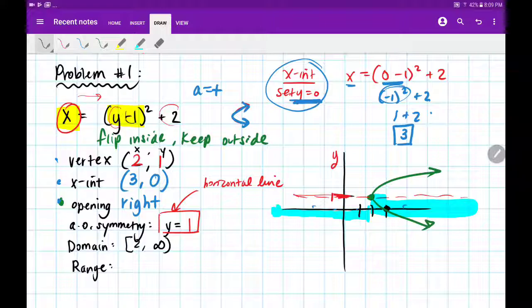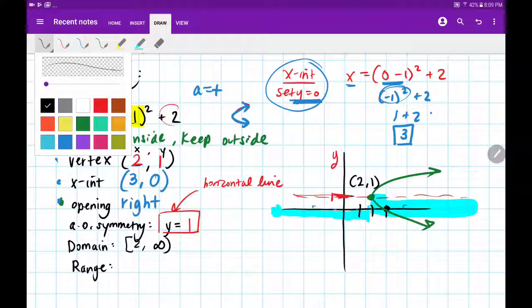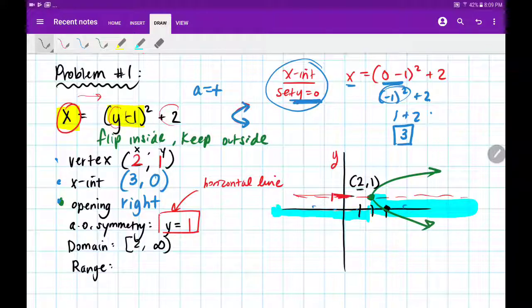So it would be very smart to actually label your vertex (2, 1), and then when you're answering about domain and range, underline. Domain is about the x value, so underline the x value. So you don't accidentally say something silly like 1 to infinity, because we want to say this point, our x value. Domain is from left to right.